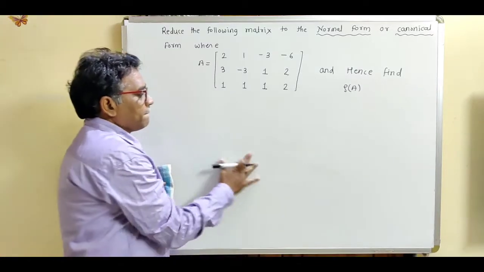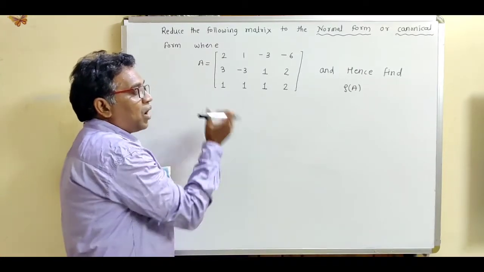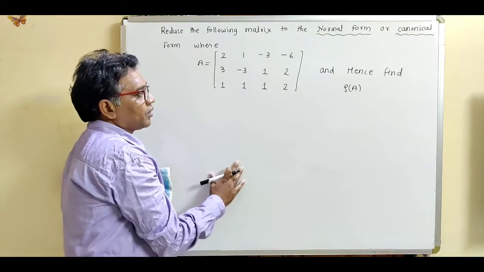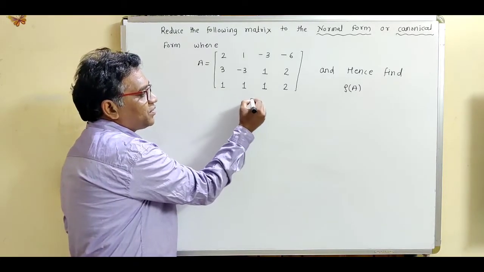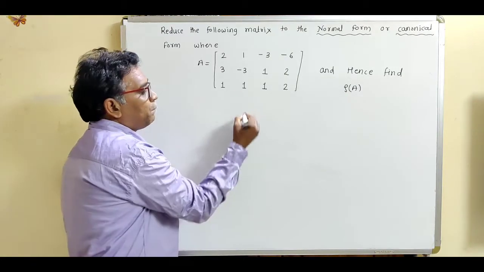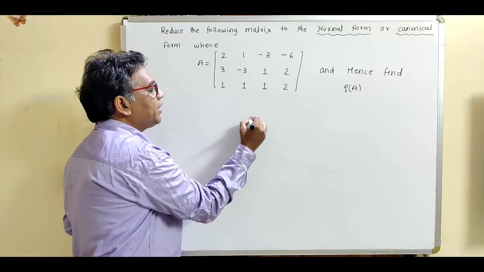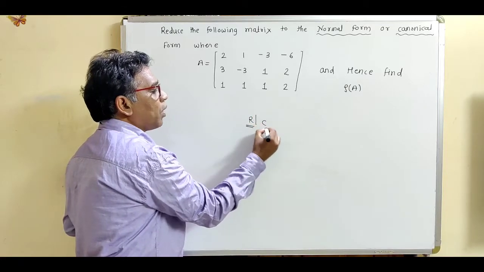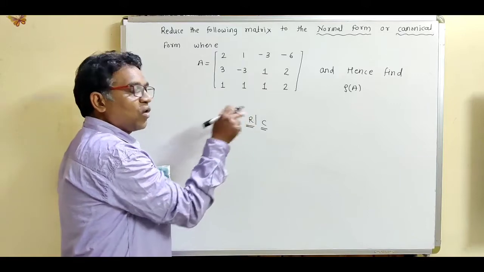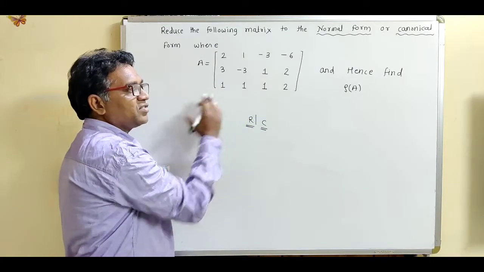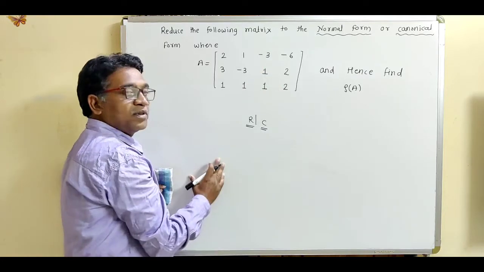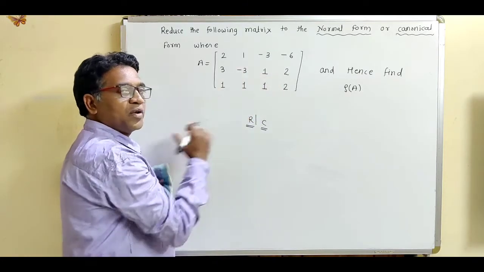Now see, how to reduce the given matrix to the normal form. We can reduce this matrix A to the normal form or canonical form by applying elementary row as well as column operations. See, what is the method? Just apply row as well as column operations on the given matrix A and reduce this matrix to either of the forms, that is called the normal form or canonical form.